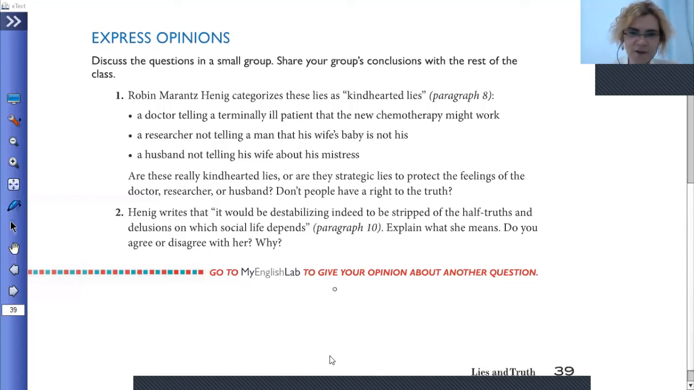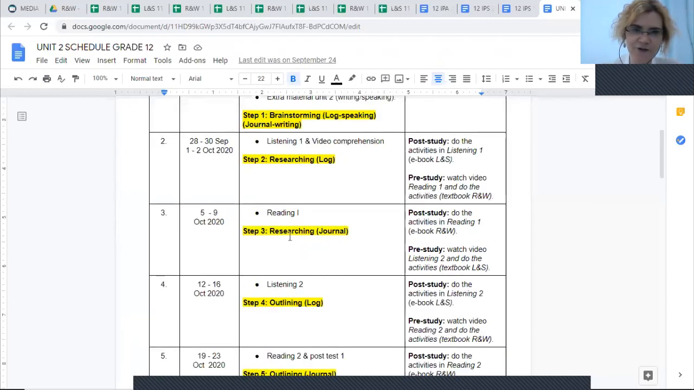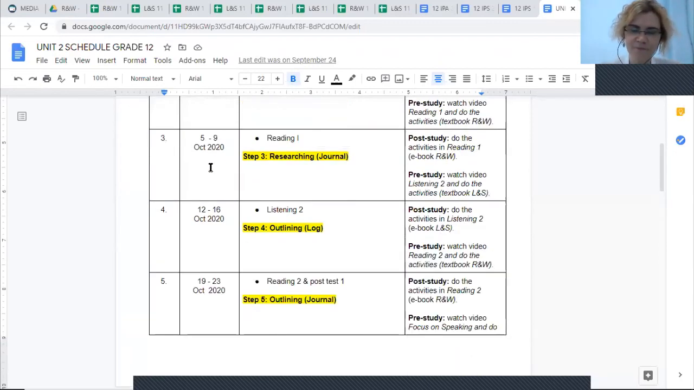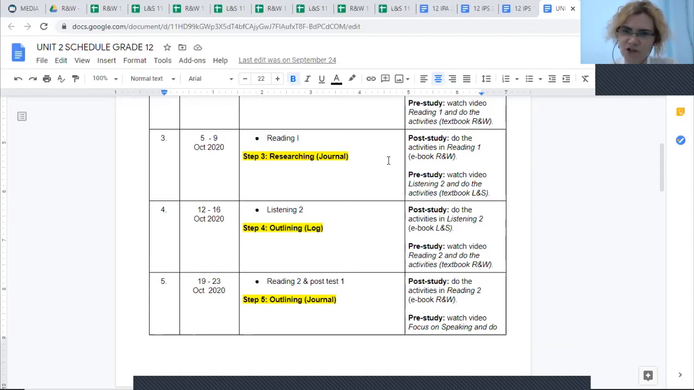Okay, we're going to have a quick look at our unit schedule just to remember where we are right now, this week, 5th of October. For the Zoom meeting, we did reading 1. For your project, focus should be on researching. For your essay, you already did the brainstorm, so now use the brainstorm details to do your research. Your post-study for this coming week will be doing the activities in reading 1 for ebook reading and writing. Your pre-study will be watching the video of listening to Unit 2, and you will do the activities in your textbook for listening and speaking.